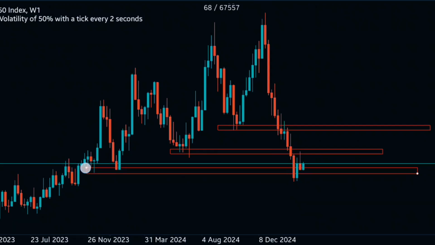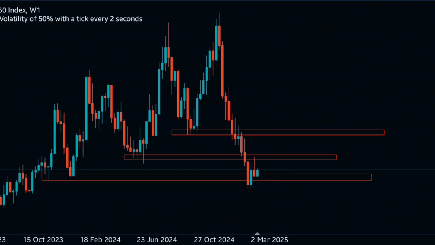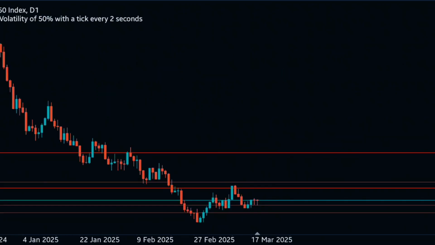Let me put this properly. Whatever, let's just put it there. So we know the market on the weekly is currently bearish. Now that we have that, we'll go straight into the daily.